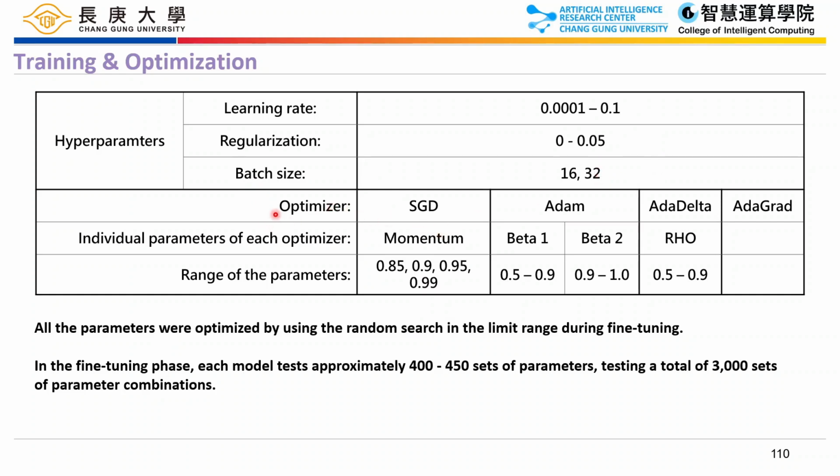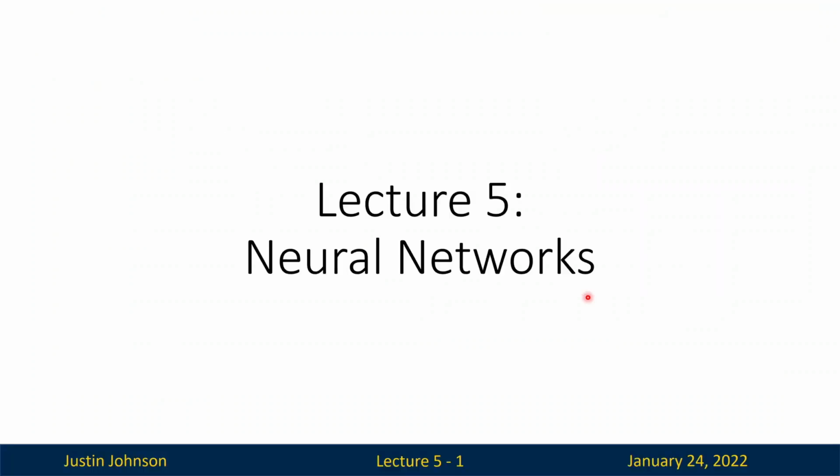And there are four different optimizers: stochastic gradient descent, Adam, and Adadelta. I have no idea what Adadelta is, I need to check. And Adagrad. For each optimizer, there are a few parameters you need to set. For Adam, there are beta 1 and beta 2, right? I hope some of you who couldn't understand the slides last week now have the basic concept and think, oh, I know what they are talking about.